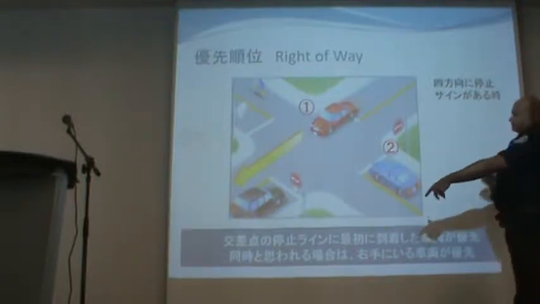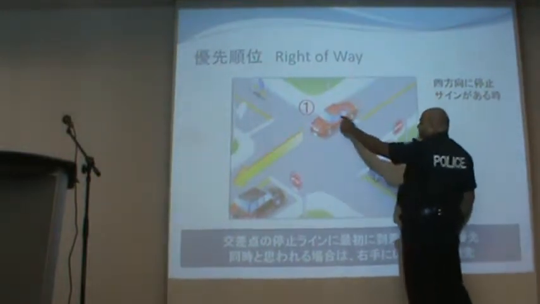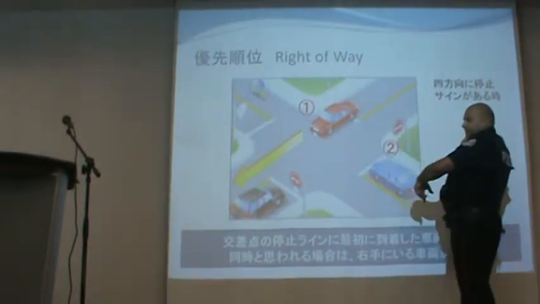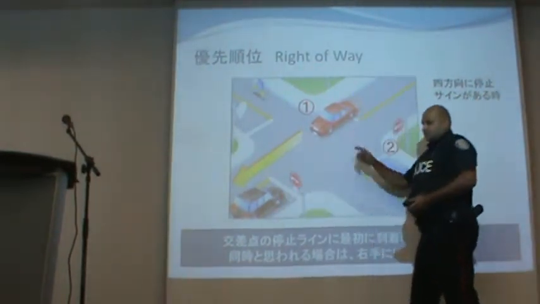This is an example of a four-way stop. This vehicle stopped first, and then number 2 stopped. So then number 1 has the right of way to make a right, left, or go straight. Then the second one may proceed, and then the third one may proceed.